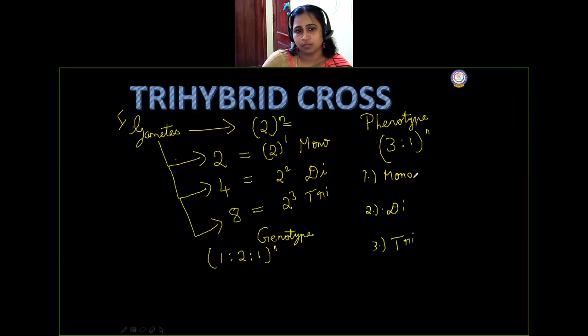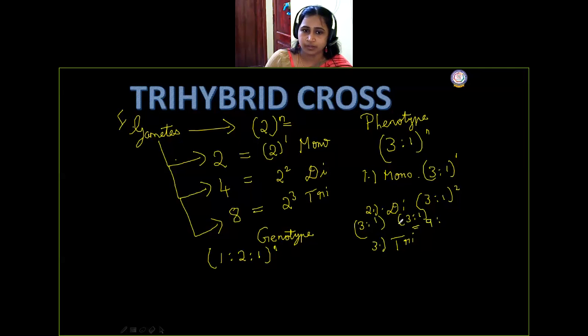So we will do that for monohybrid. 3 is to 1, the whole power 1. So it is 1, so the same answer you will get. Dihybrid, 3 is to 1, the whole power 2 you will get. So it is nothing but 3 is to 1 into 3 is to 1. When you multiply, you will get the answer as, I will write here, 3 3s are 9, 9 is to 3, this 3 first into 3 is to 1. So 3 3s are 9 is to 3 is to 3, and then 1 time into 3 is to 1. So it is nothing but 3 is to 1. Yes, so this is the dihybrid ratio.